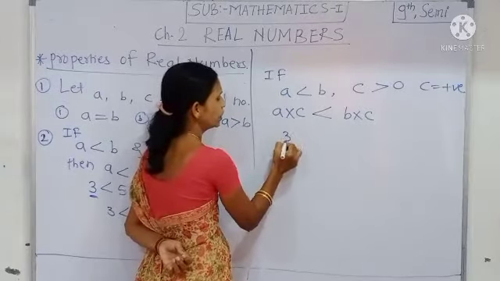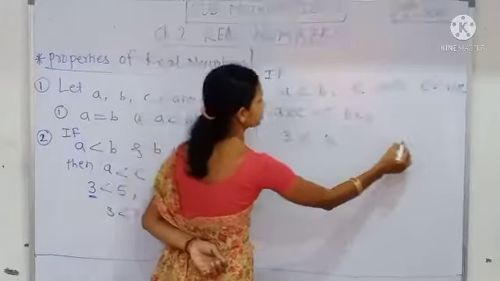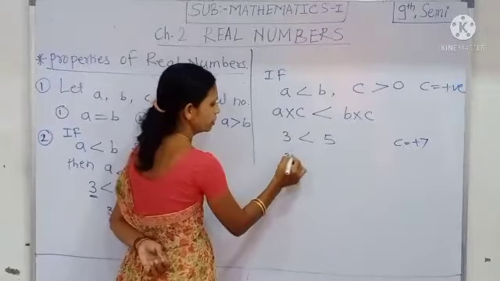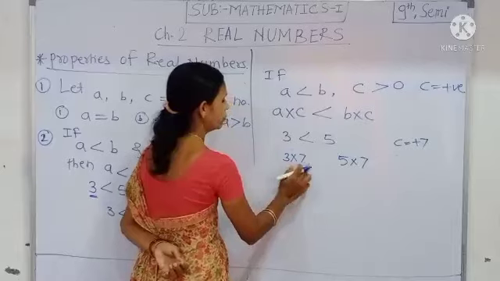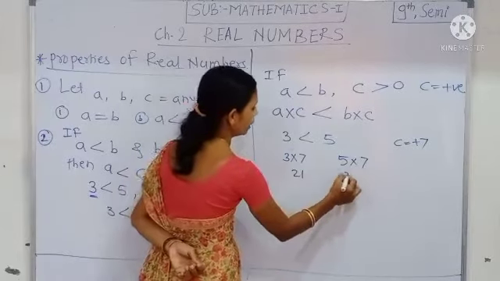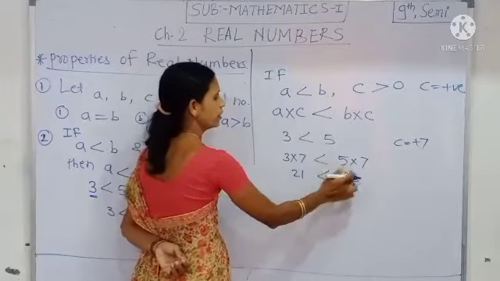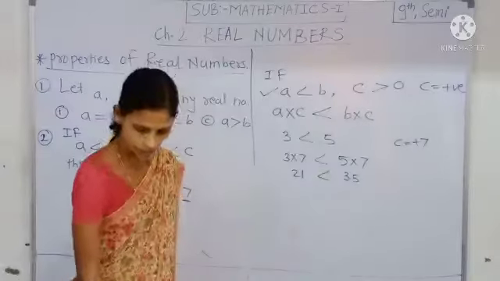See here, if 3 is less than 5, then here C is a positive number, that is plus 7. Therefore here 3 into 7 and 5 into 7, therefore here 21 and 35. Between these, 21 is less than 35. Therefore this property gets proved here.